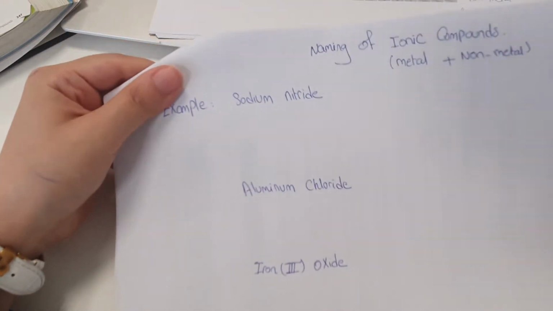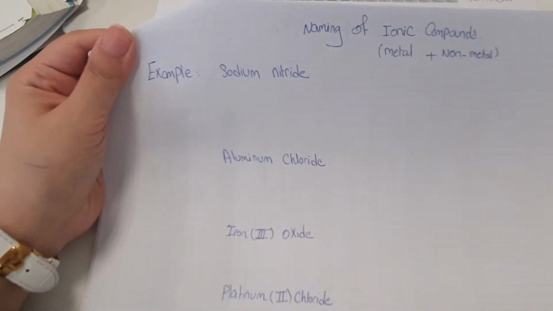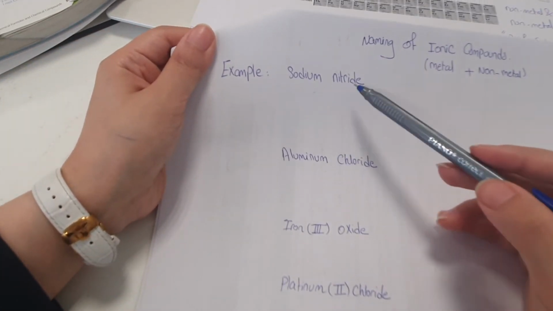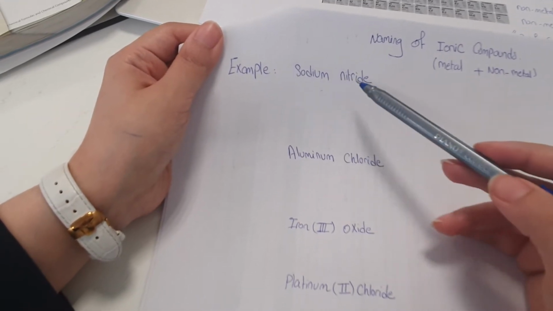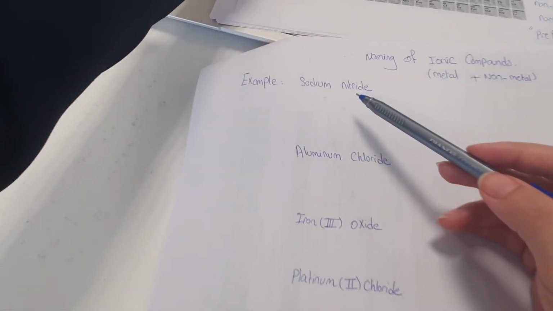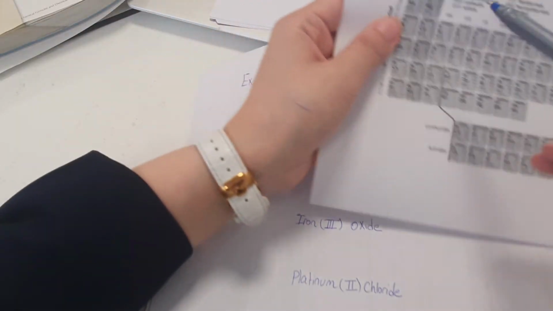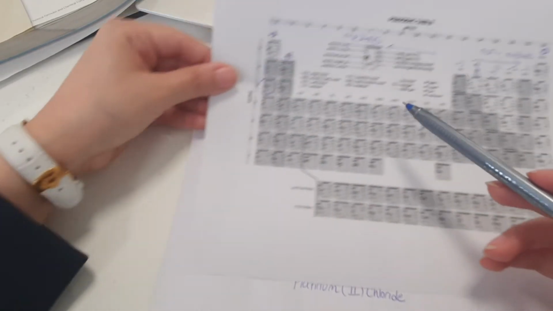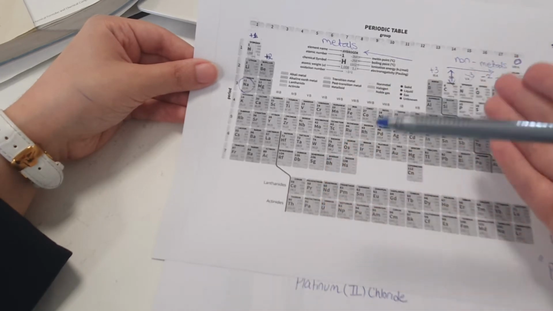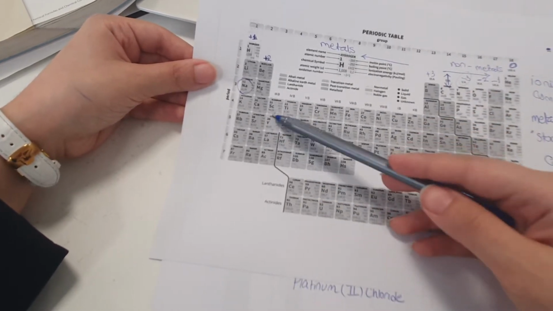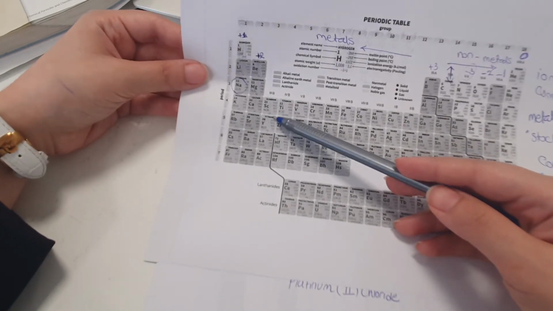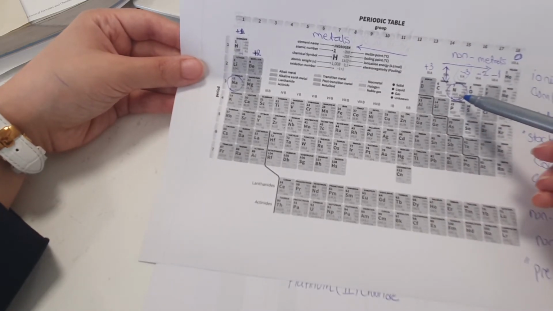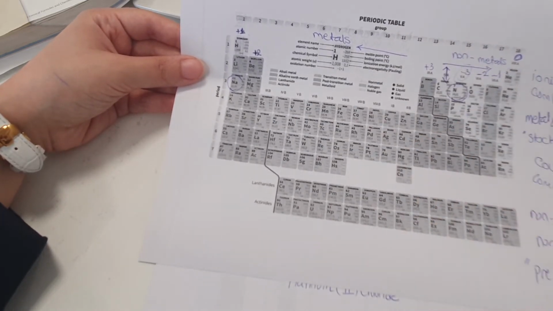Let's start with the first type, which is naming of ionic compounds. Sodium nitride. Where is sodium? Here. Is it metal or non-metal? It exists before the metalloids, so it is metal. And nitride, nitrogen. Where is nitrogen? Here is nitrogen. Metal or non-metal? Non-metal.